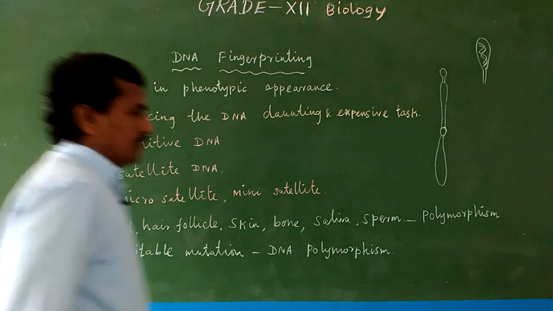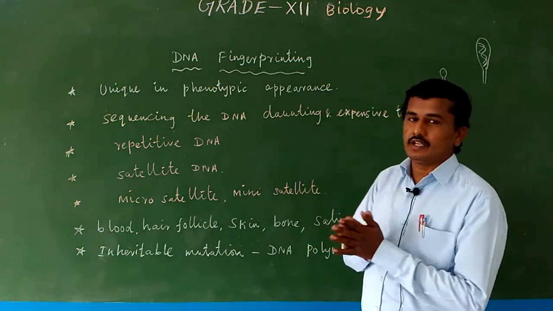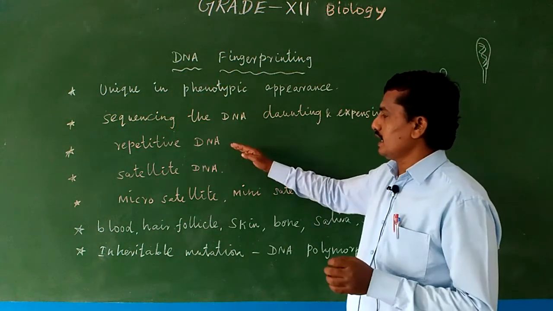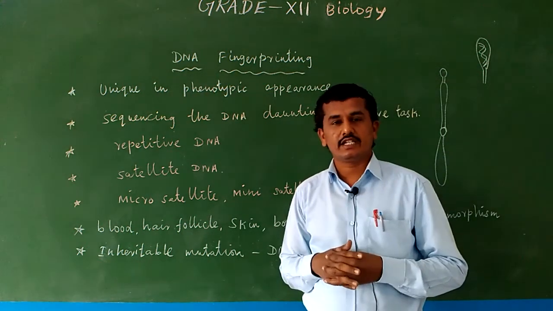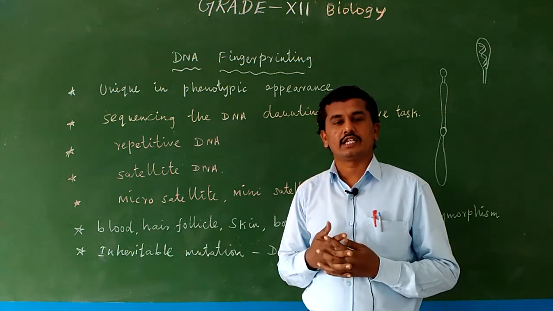In DNA fingerprinting, we looked at unique phenotypic appearance and so on. Then the satellite DNA and repetitive DNA. Satellite DNA is nothing but the DNA present inside the satellite chromosome.